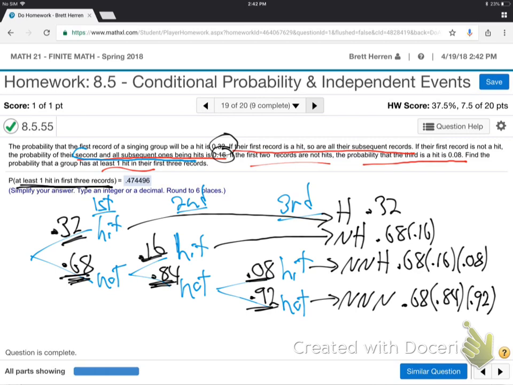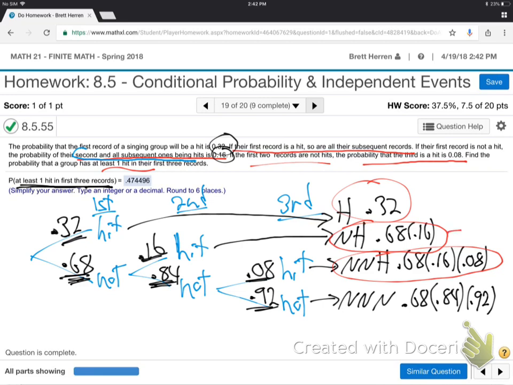Okay, now what do they want? At least one hit in their first three. At least one hit. Is this at least one hit? Yeah. Is this at least one hit? Yeah. Is this at least one hit? Yeah. It's everything but that last one, which is no hit, no hit, no hit. So just multiply those all together, add them up.